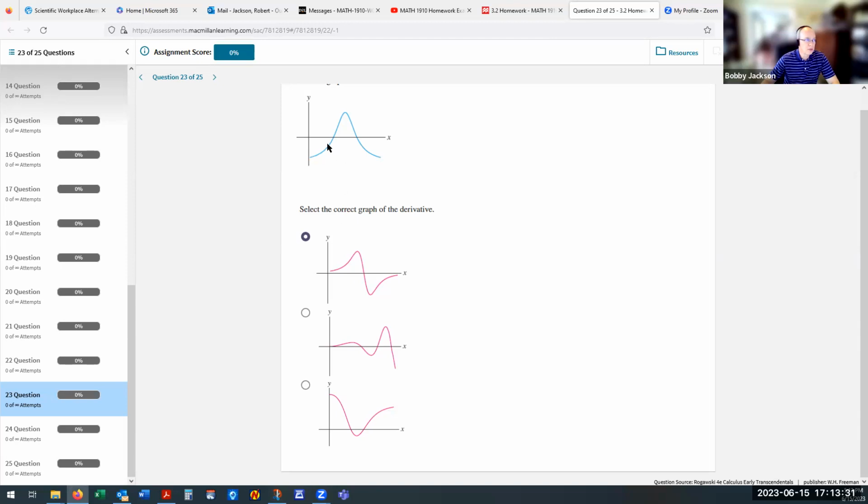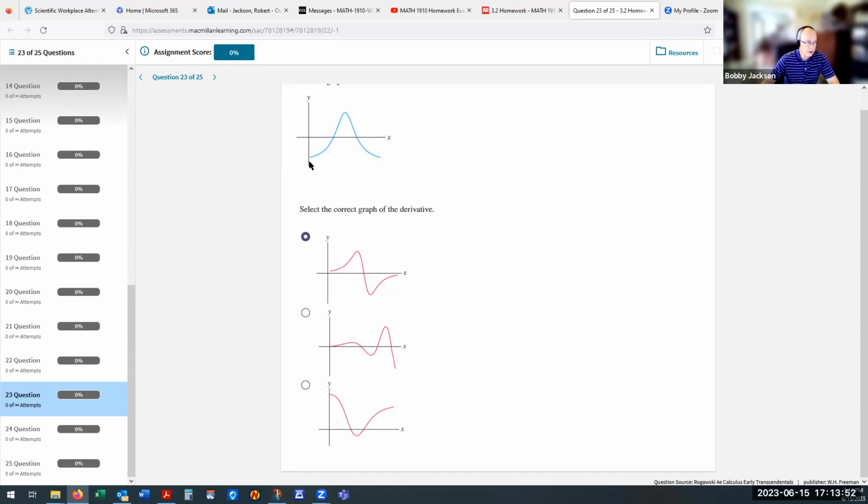Notice we said at any point here, the derivative was positive, which means the graph has to be above the x-axis for values to the left of that 0, and they are. Any value to the right of that place where the derivative is 0, the derivative is negative, which means the derivative has to be below the x-axis.